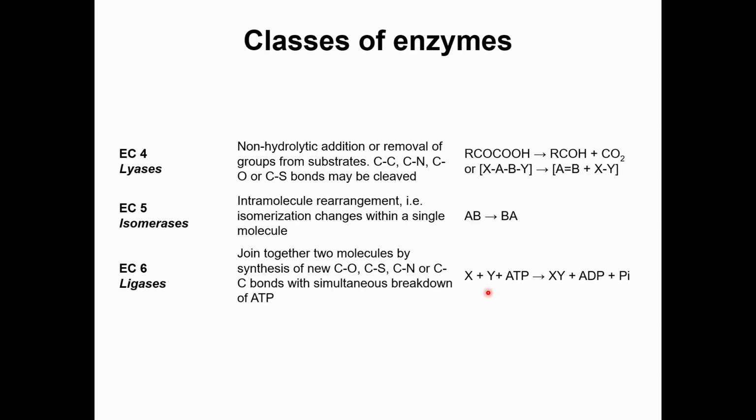Lyases basically add or remove groups or substrates, but water is not eliminated by those. Isomerases actually change a chemical structure from one isomer to another isomer. So the chemical formula is the same in the product as the substrate, but it's structurally rearranged.